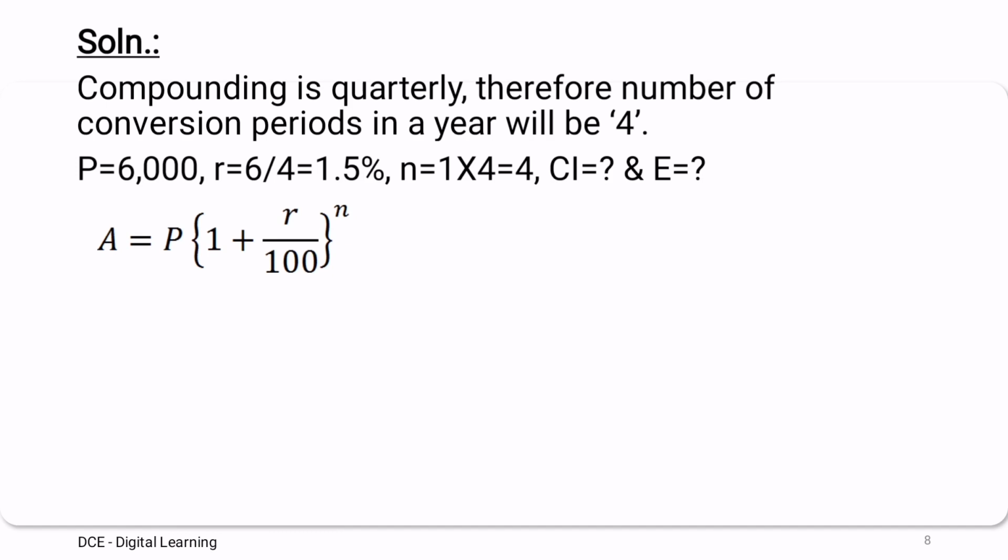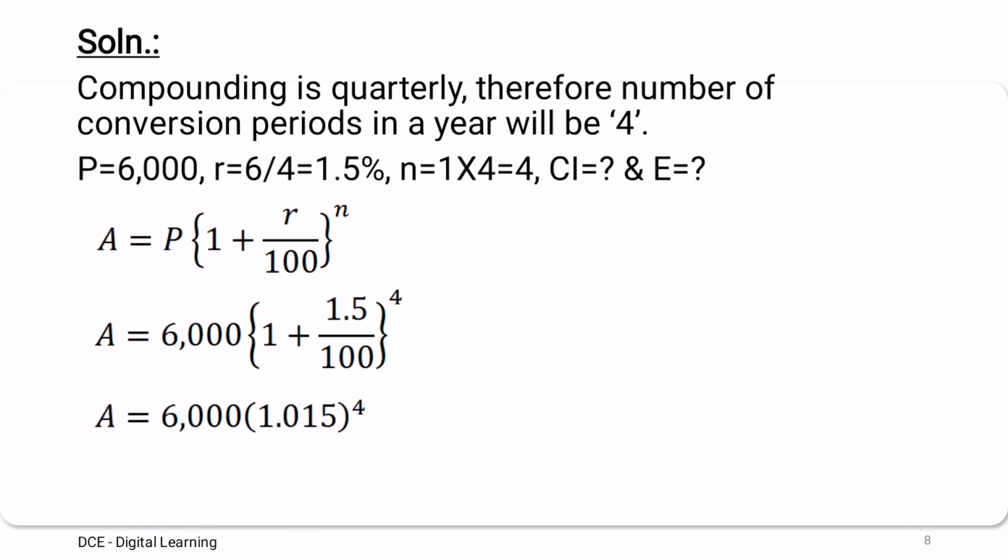So to find out compound interest, we have to first find out the amount. So A equals P into bracket 1 plus R divided by 100 raised to n. So A equals 6000 into bracket 1 plus 1.5, which is the rate of interest per conversion period, divided by 100 raised to n. N is the number of conversion periods: 1 year into 4 conversion periods, 4 is the n.